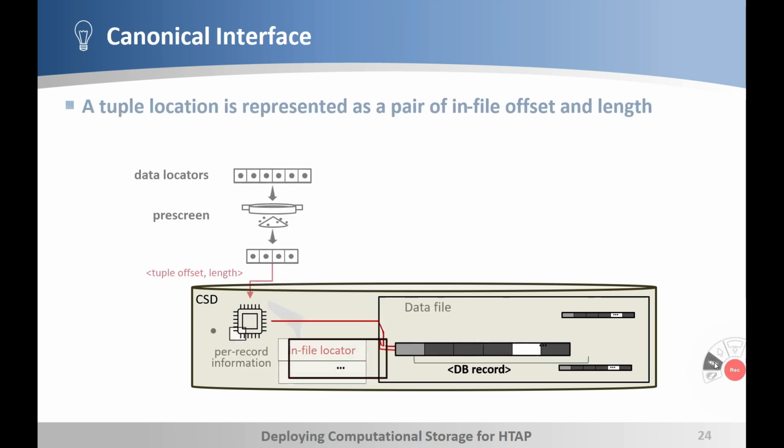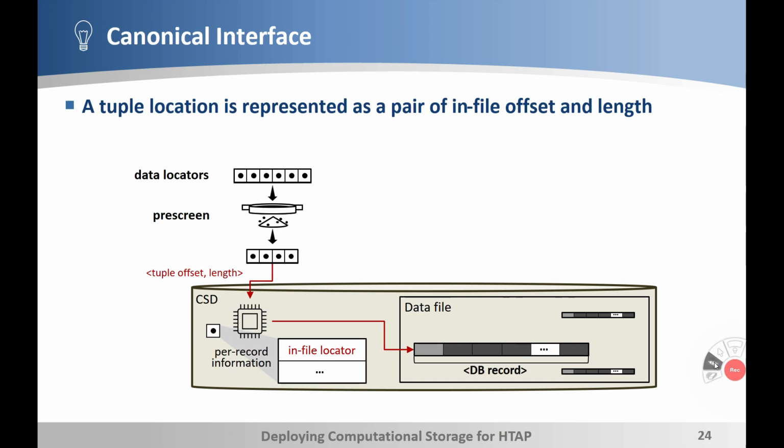The answer is our canonical interface. It transforms engine-specific row and column offsets into vendor-neutral formats. First, it represents a tuple location as a pair of file offset and length, and this pair is stored in the locator of the version index.